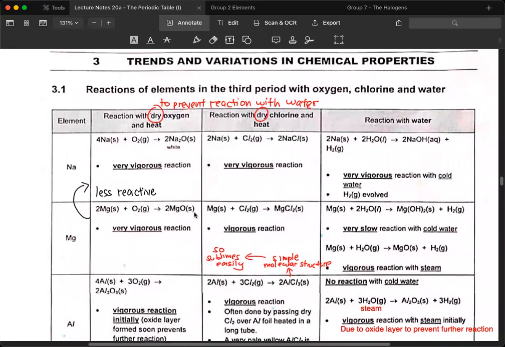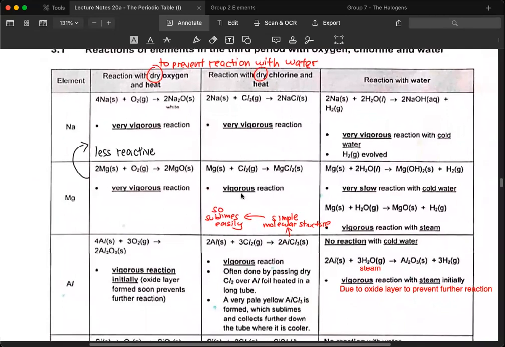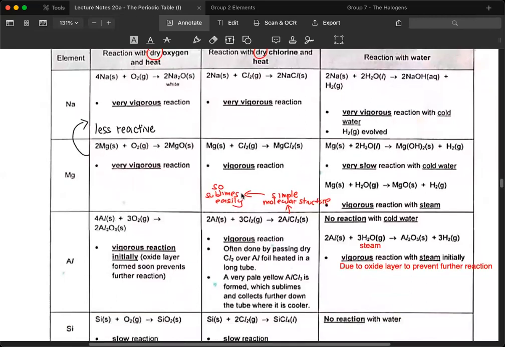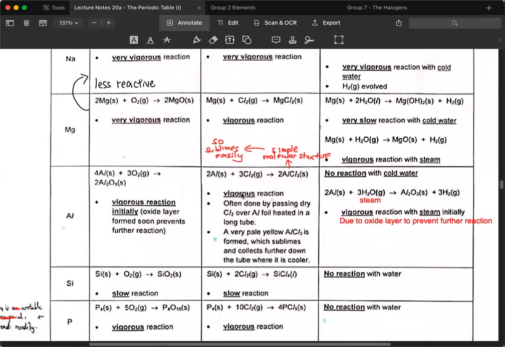How about with dry chlorine and heat? Sodium with chlorine is a very vigorous reaction. But magnesium and chlorine is just vigorous. All right. Aluminium and chlorine form aluminium chloride. This reaction is still considered vigorous, and it's often done by passing dry chlorine over aluminium foil heated in a long tube.